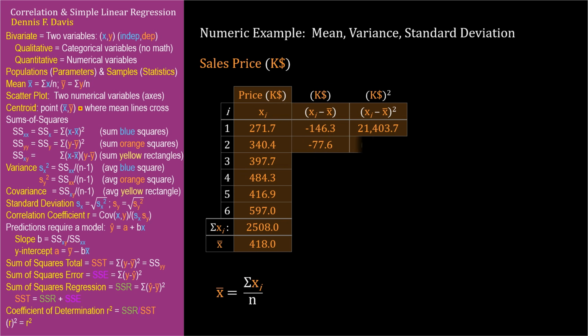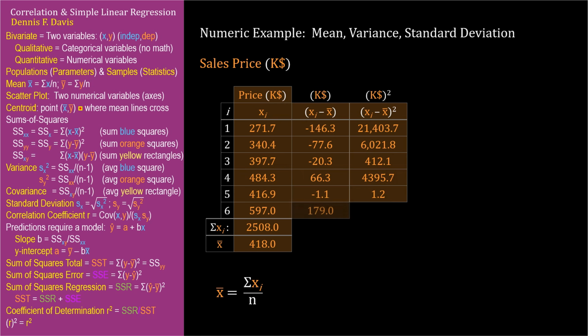Then we continue for the other 5 points, the difference between each point and x bar, and then squaring that difference. It's not important to the math we're doing, but I want to draw your attention to this value that's very small compared to the others. I'll circle it in purple and point it out again in a few minutes. It's small because its variable value, 416.9 K dollars, is very close to the mean, 418.0 K dollars.